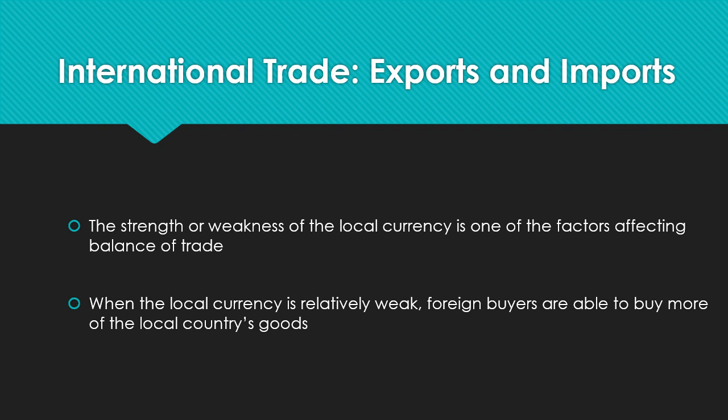And the strength of the local currency can also affect the trade surplus and deficit. So let's say that in the past 1 US dollar was equivalent to 6 Chinese yuan, and now 1 US dollar is 7 Chinese yuan.